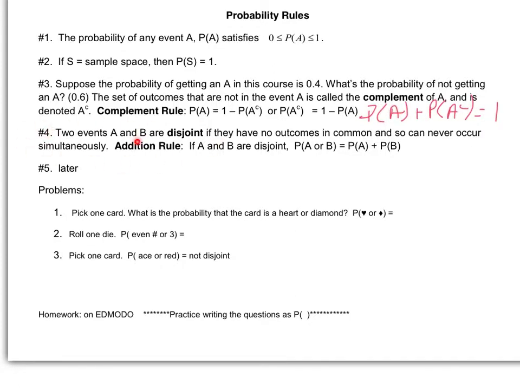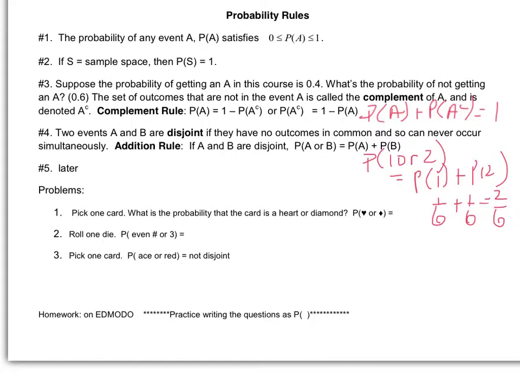Rule number 4 deals with disjoint events. Two events are disjoint if they have no outcomes in common. For example, let's say you toss a die. What's the probability of getting a 1 or a 2? Well, getting a 1 or a 2 when you toss a die, they are disjoint. There's no overlap. They cannot happen at the same time. So you're going to just add their separate probabilities together, or 1/6 plus 1/6, which is 2/6 or 1/3. So they are disjoint, and you can add their separate probabilities. Rule 5 we'll discuss later.